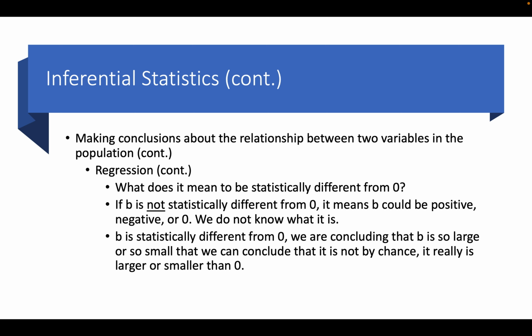So what does it mean to be statistically different from 0? If b is not statistically different from 0, it means b could be any value at all, positive, negative, could even be 0. If b is statistically different from 0, we are concluding that b is so large or so small that it is not by chance that it is that way. It really is, in truth, larger or smaller than 0. So statistically different and not statistically different have fundamentally different implications for the conclusions that we make about our data. So it's very important to get those correct.